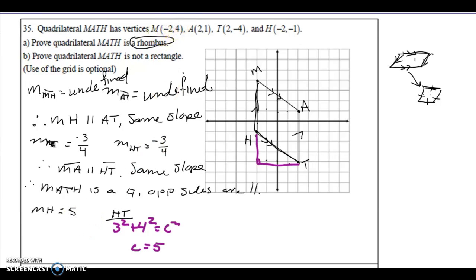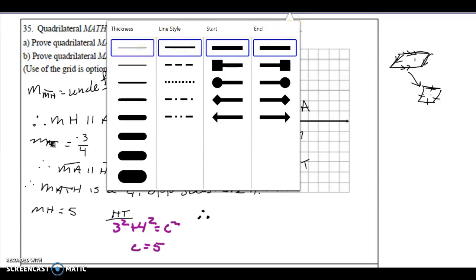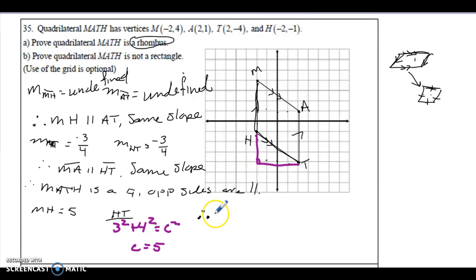So based on what we have, we see that MH is the same length as HT. So let's draw a conclusion. Hold on, my pen changed size again. So MH is congruent to HT because they have the same length. And therefore, MATH is a rhombus. MATH is a rhombus.